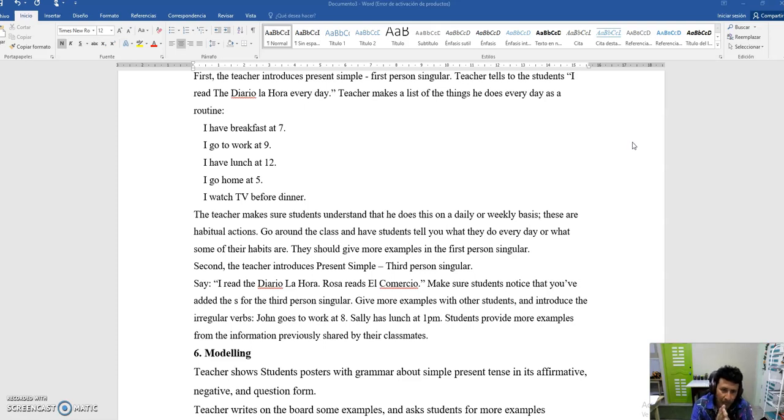Second, I will introduce the simple present as a third person singular. I will say, I read the diario La Hora.